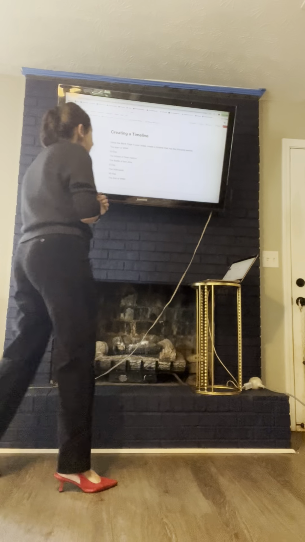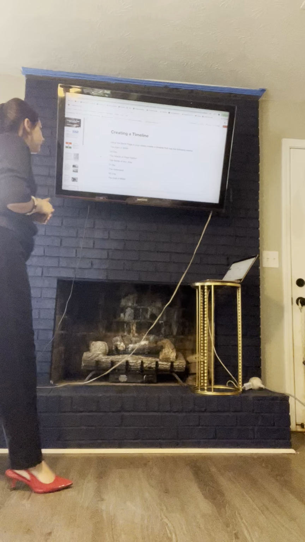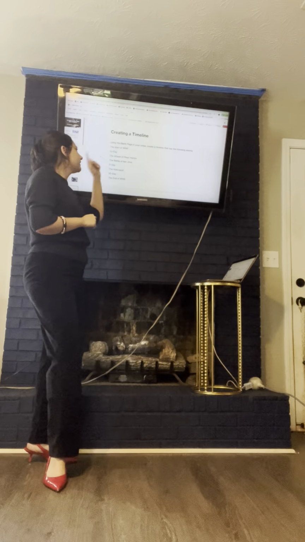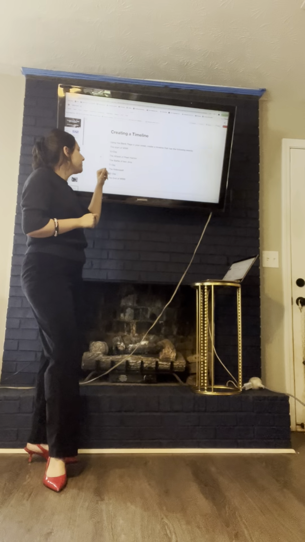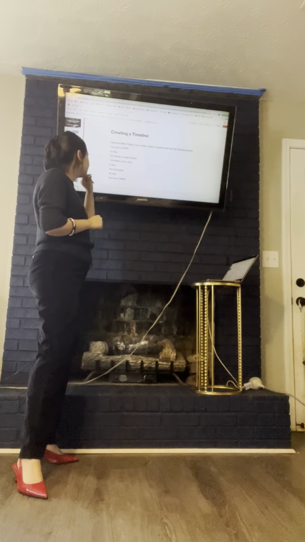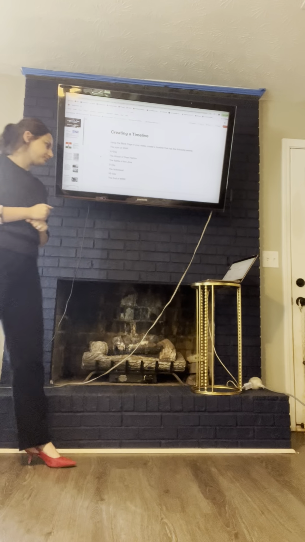We are going to be using this blank page in your notes to create a timeline that has the following events: the start of World War II, VJ Day, the attack of Pearl Harbor, the Battle of Iwo Jima, D-Day, the Holocaust, VE Day, and the end of World War II.